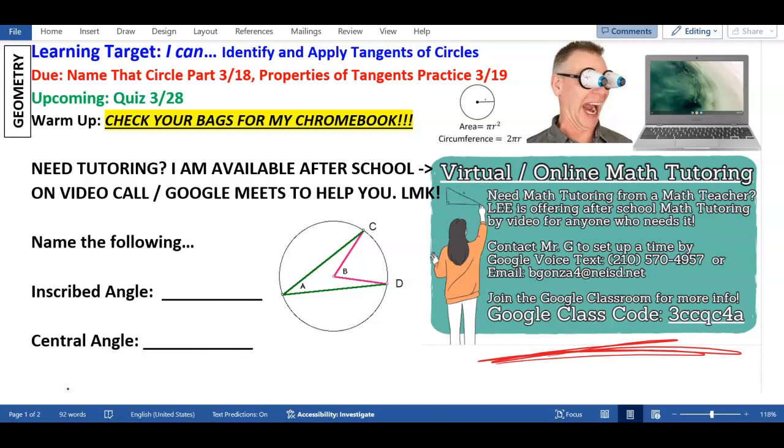So, everybody, inscribed is on the edge. Angle what? A is in the middle, but you always give me 3 letters. So DAC would be the inscribed angle. Angle DAC.